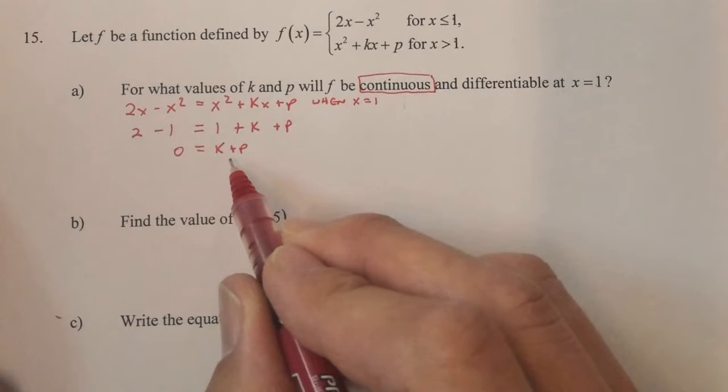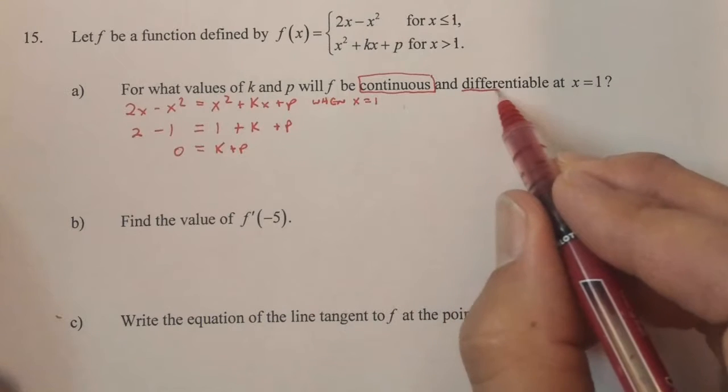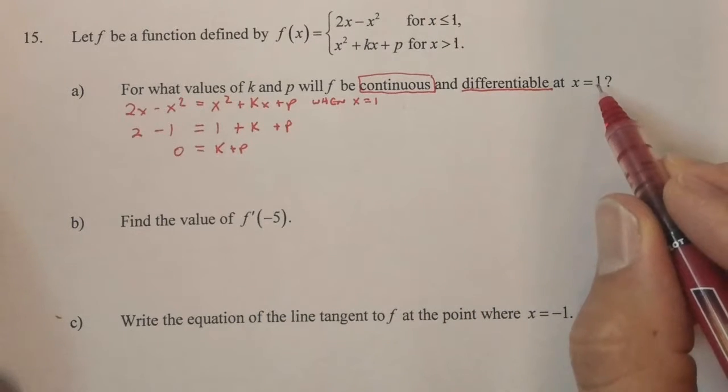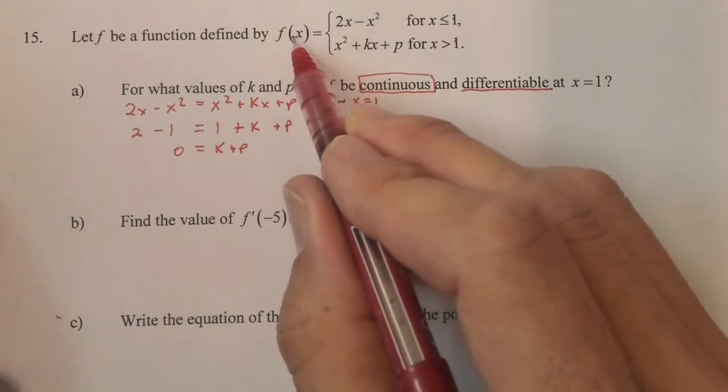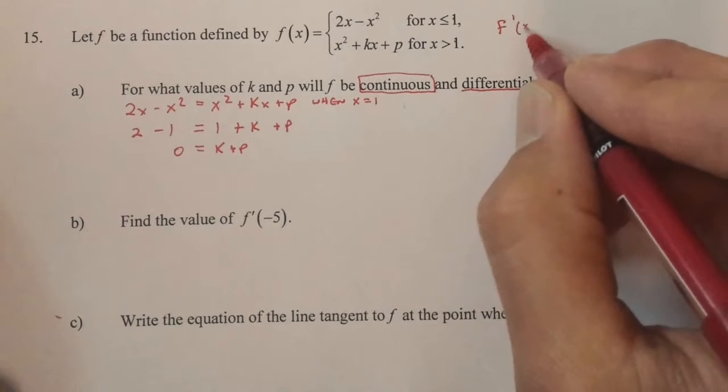That is not enough information to tell us the values of k and p. We have to go one step further. We have to look at the differentiability part. Well, the differentiability part at x equals 1 means the exact same thing must happen, but at the derivative of f, not f itself. So we need f prime.